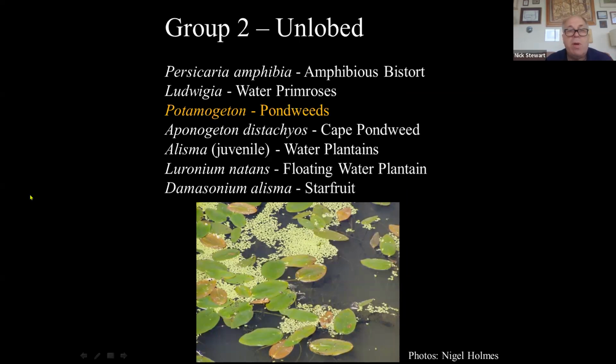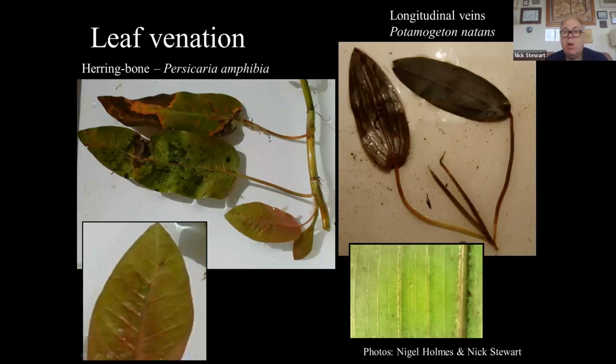So if we move on to the second group, these are the ones which are unlobed. So they're basically just an oval leaf with the leaf stalk coming in on one side. And again, it's quite a small group, and we'll go through these again one by one. The first thing to look at with these ones is the leaf venation, which is a very useful character.